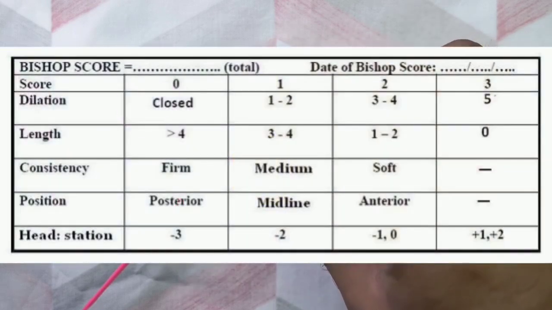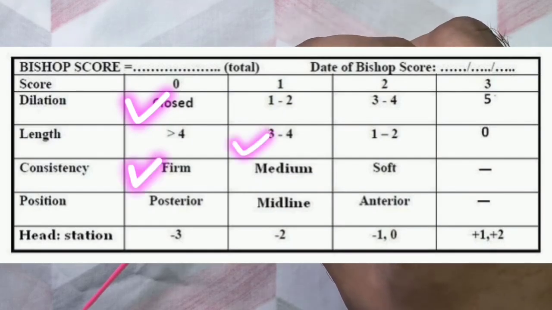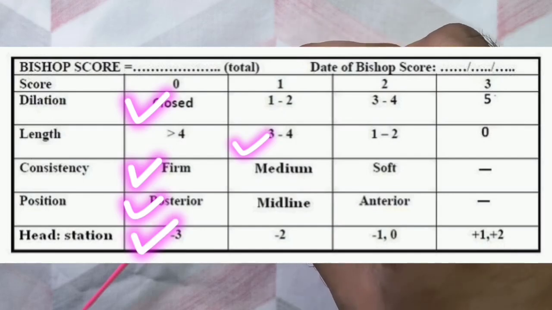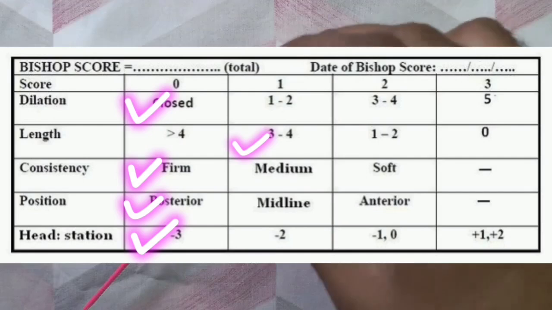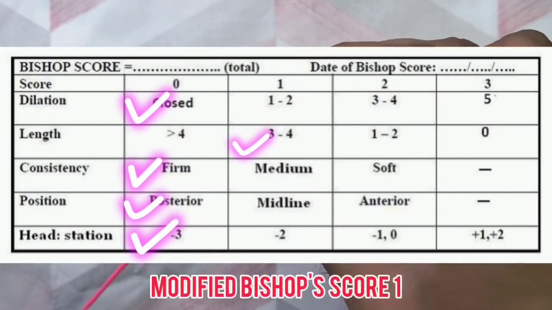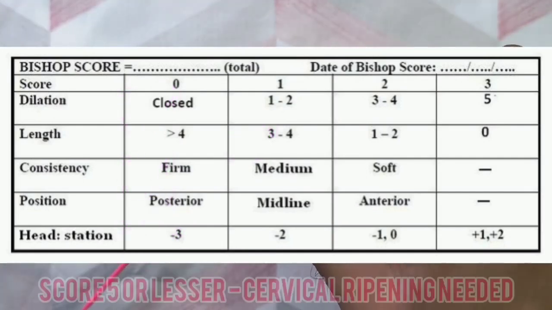So then the score is going to be, for the cervical dilatation of 0, a score of 0. For cervical length of 4 centimeters, it is going to be 1. For cervical consistency, it is firm, so again a 0. Cervical position, posterior, again a 0. And station is -3 or more above, so again a 0. So what I have is a score of 1. So for this, it was a score of 8. For this, it was a score of 1. Now, for any score of 5 or below, it needs cervical ripening.